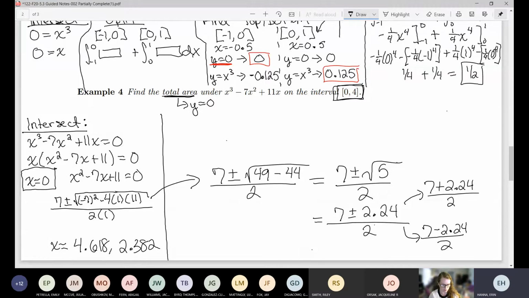So 7 plus 2.24 divided by 2 gives us 4.62. So why don't I go ahead and change that to 4.62 then? And then 7 minus 2.24 divided by 2 is 2.38. So yeah, I rounded differently than I did in my notes.